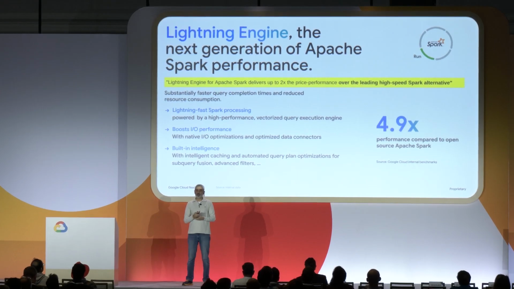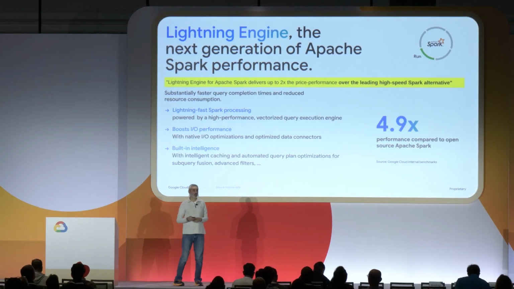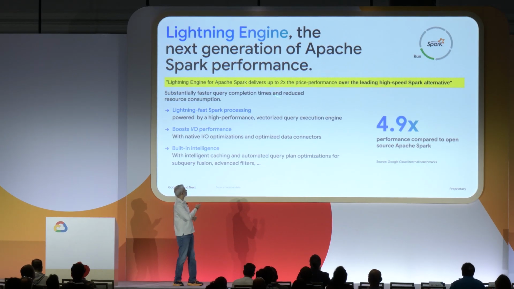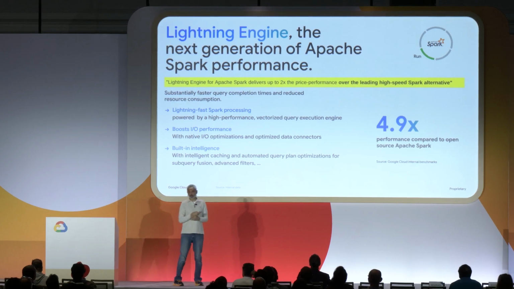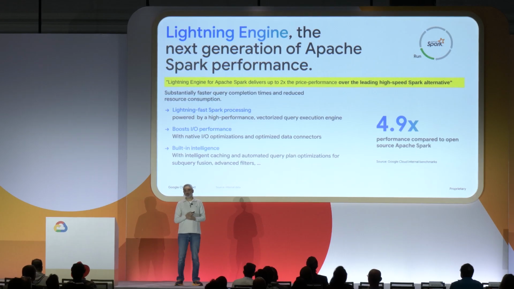And finally, we are announcing GA of Lightning Engine. It is our next generation of performance optimizations for Apache Spark. Now, how will you measure the performance improvements? I'll focus on two things. One is 4.9. If you were to take pure open source and deploy it, we will be 4.9 times faster than that. And the second thing I want to touch upon is the 2x here. If you are comparing us to the leading price-performance engine in the market, we'll be half the cost.